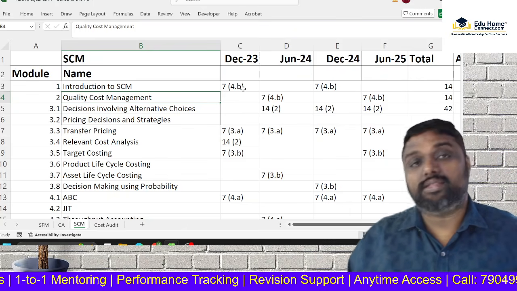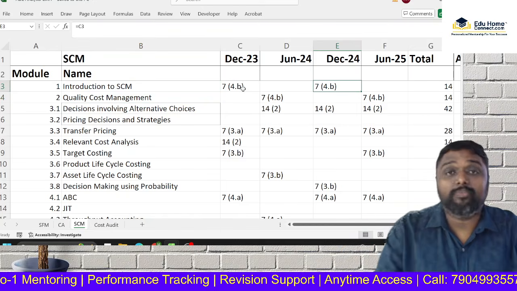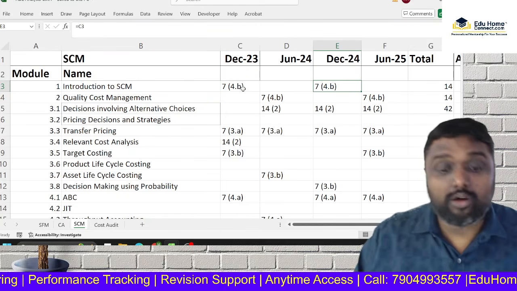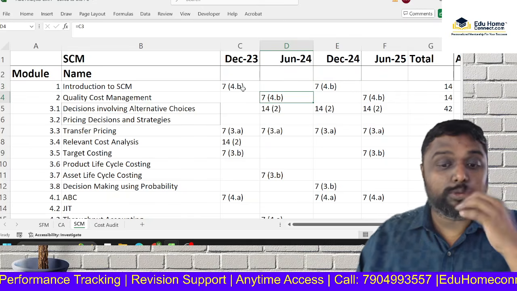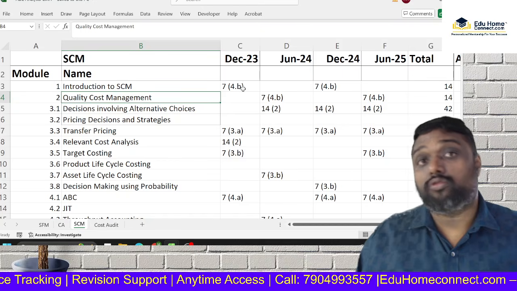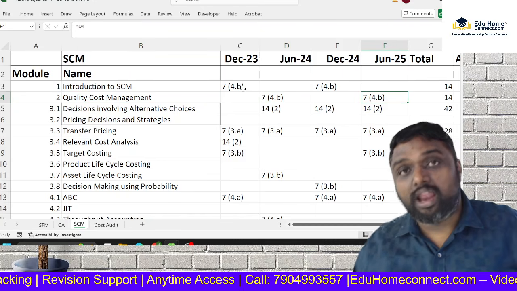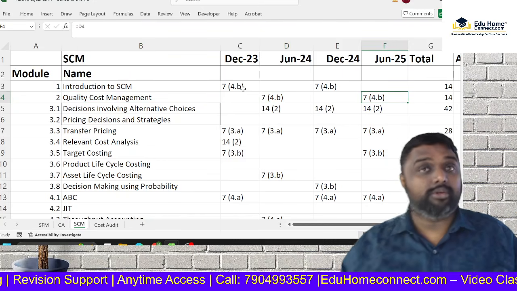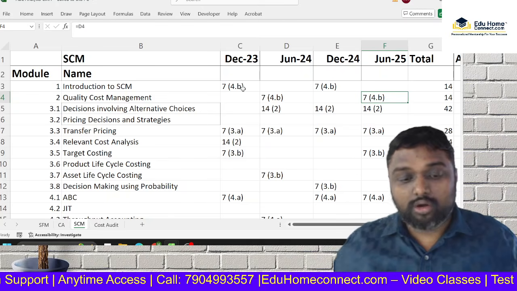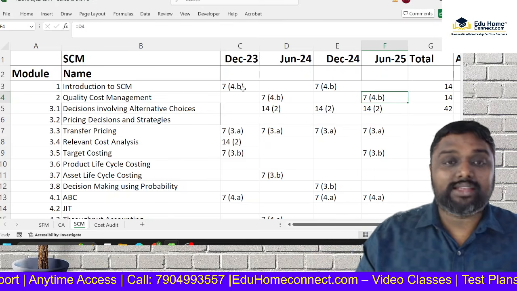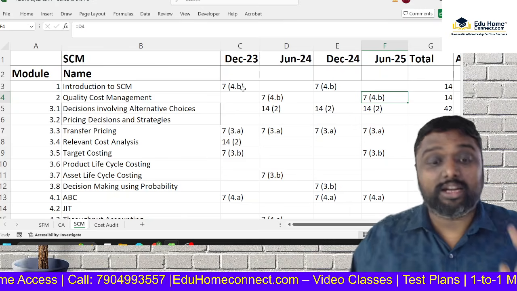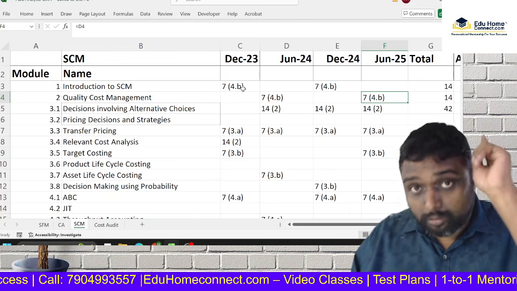If you analyze the past trend, two times questions came on value analysis, that is value added and non-value added. One time, in June 24, a question came on lean accounting, which is part of quality cost management. And in the most recent June 25 attempt, a question came on quality cost. So either from introduction to SCM or quality cost management, one theory question comes in 4B. Let me tell you at the very beginning.